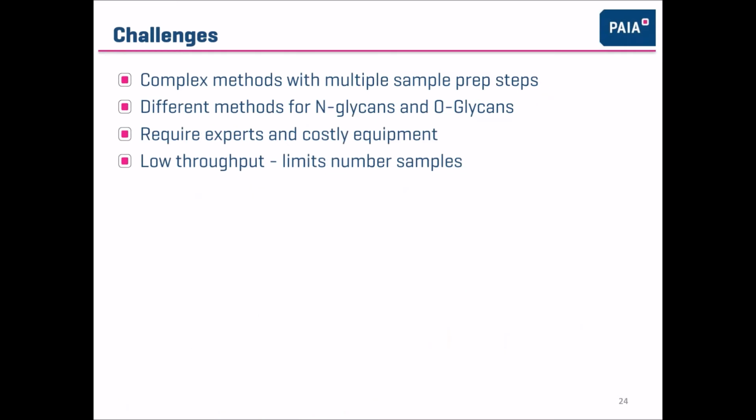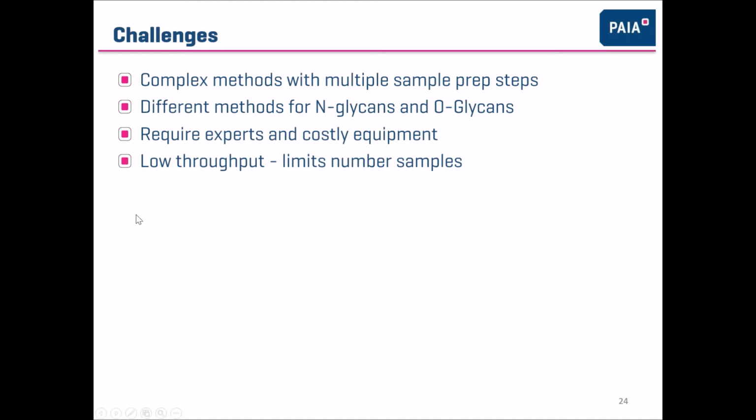So to summarize that, we are always dealing with complex methods with multiple sample prep steps. We have to deal with different methods and protocols for N-glycans and O-glycans. Those both require experts and rather costly equipment to run. And in the end, it's still quite a low throughput method, which limits the number of samples that can be measured, for example, in a cell line development process or a bioprocess development.